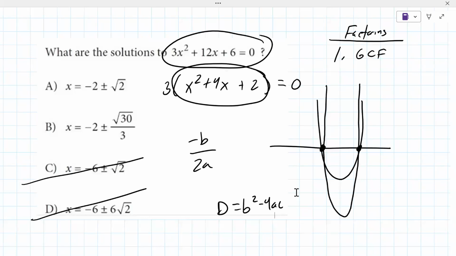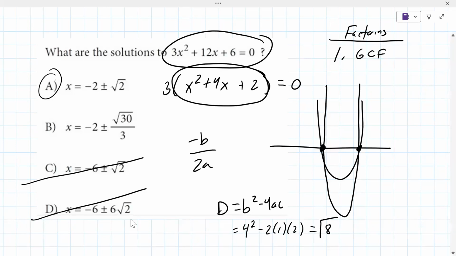How would I? Oh wait. Oh, would it be A? It is A. And for the b squared minus 4ac, what I hope you got is 4 squared minus 2 times 1 times 2, which is 8.